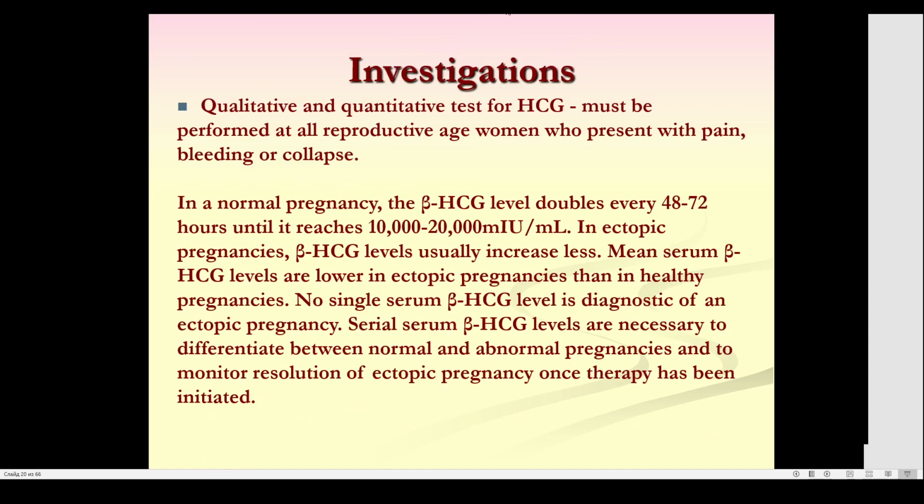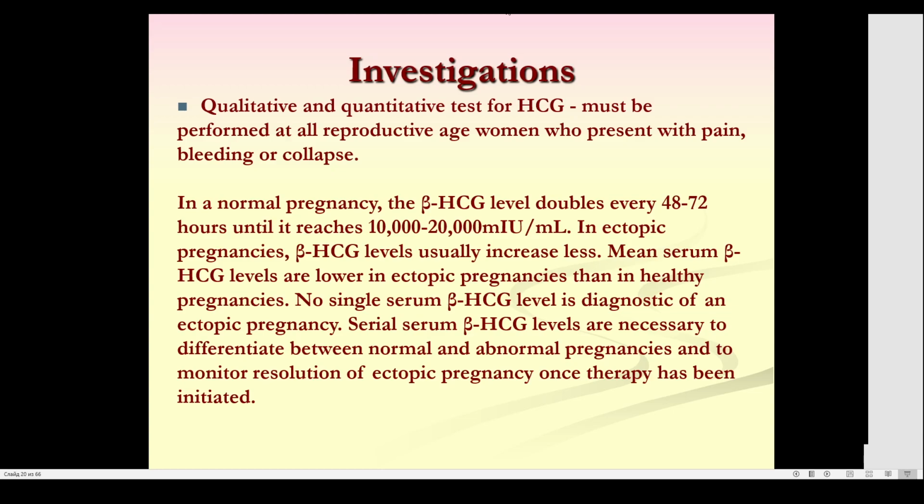Investigations. Qualitative and quantitative test of human chorionic gonadotropin must be performed in all reproductive age women who present with pain, bleeding or collapse. In a normal pregnancy, the level of beta-HCG doubles every 48-72 hours until it reaches 10,000 to 20,000 milli-international units per milliliter.